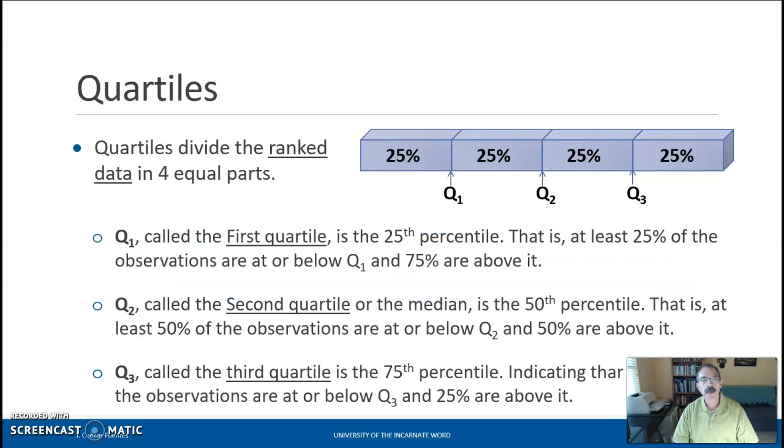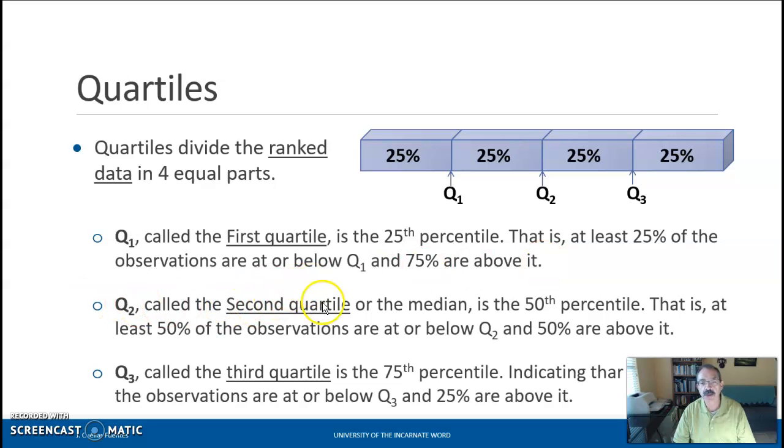All right, now let's talk about quartiles. The quartiles divide the ranked data in 4 equal parts, so 25% segments. Q1 is called the first quartile, and it corresponds to the 25th percentile. That is, at least 25% of the observations are at or below Q1, and 75% are above it.